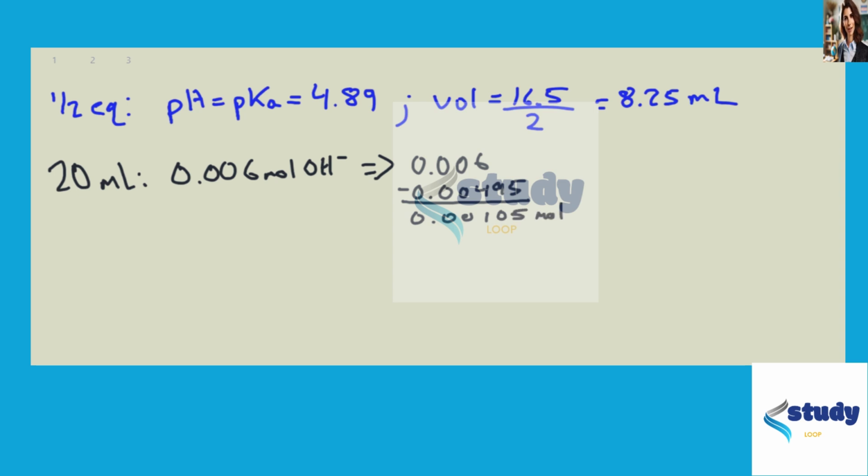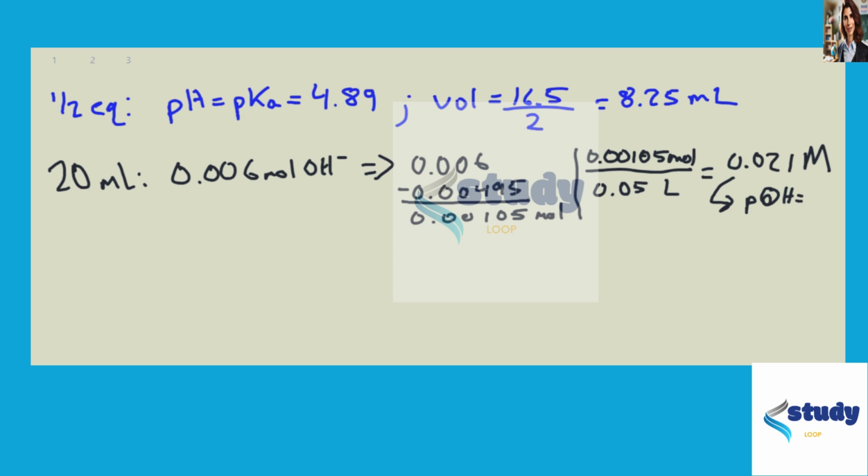Now this is moles, so if we divide by the total volume, which is now 50 milliliters, or 0.05 liters, we get concentration, which is equal to 0.021 molar, which can give us pOH by taking the negative log of 1.68, and then by subtracting from 14, we get pH is equal to 12.32.